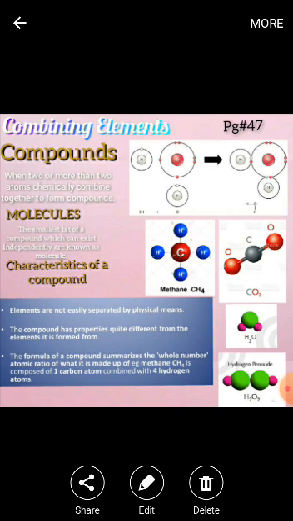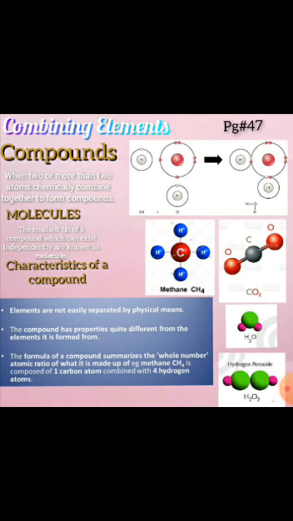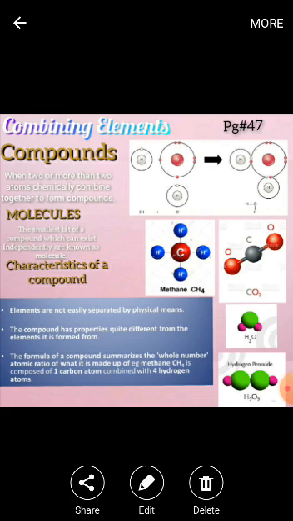Number three, the formula of a compound summarizes the whole number atomic ratio of what it is made up of. Methane CH4 is composed of one carbon combined with four hydrogen atoms. It means that the compound is represented by its formula, and the formula shows the chemical composition of that substance and the number of atoms present in that compound. Like the chemical formula of methane is CH4. It means that it is made up of one carbon and four hydrogen.